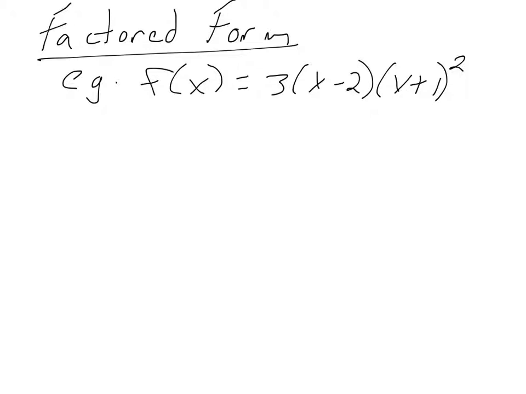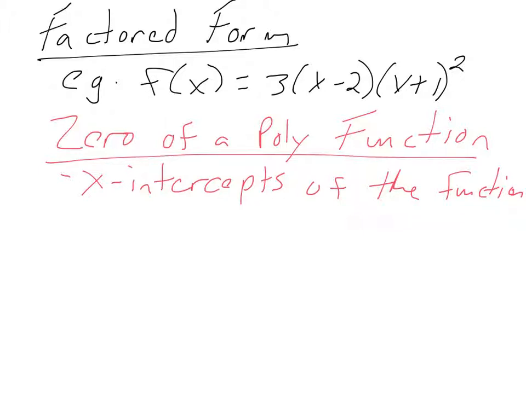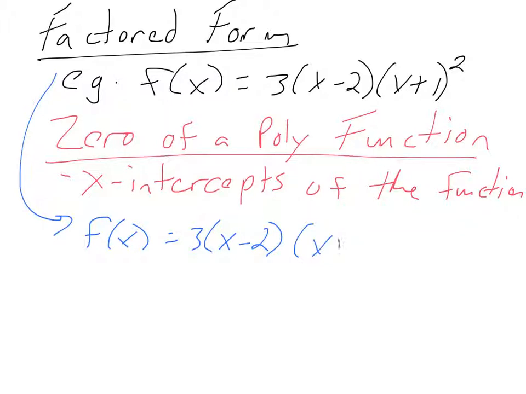So the zero of a polynomial function, and the zero for any function, is just a fancy way of saying the x-intercepts of the function. If we're using our first example up here, we want to find the x-intercepts of that function. We'll take f of x, which is equal to 3 times x minus 2 times x plus 1 squared, and set that equal to 0 and solve this equation, and that will give us the zeros of the function. With polynomial functions, as we're going to see later, they can mostly be factored out like this.